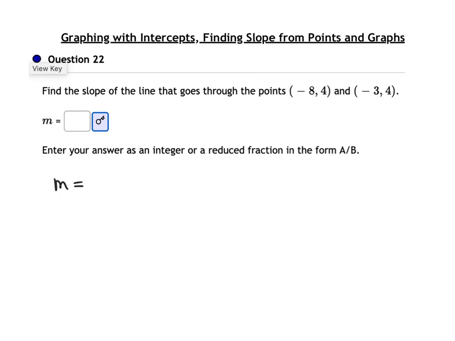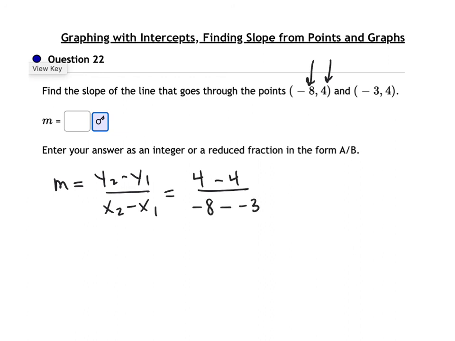Another quick one. We subtract the y's up top and the x's below. That's 4. I'm starting with this y. Minus 4. And with the same point below, -8 minus -3. Well, that's 0 over -5. If you punch 0 divided by -5, your calculator will spit out 0. This is a slope of 0. Remember, this is like the floor. It's a horizontal line. Think of the O's as zeros.